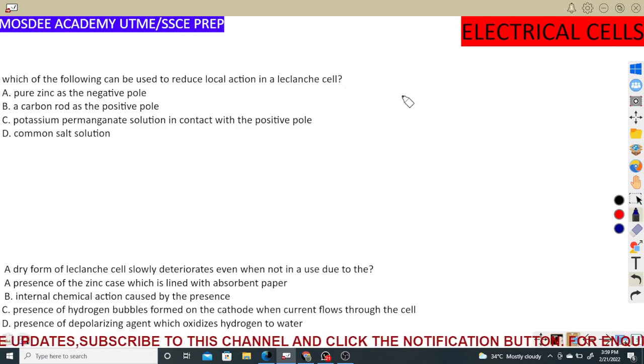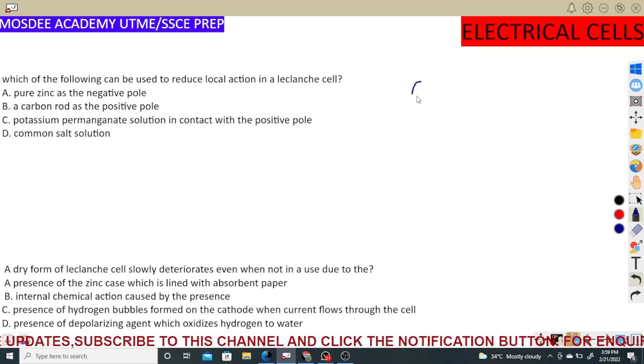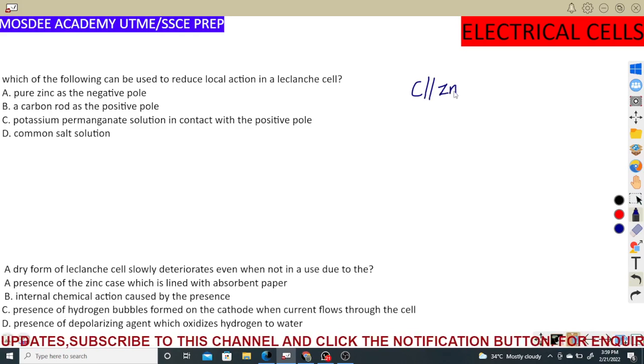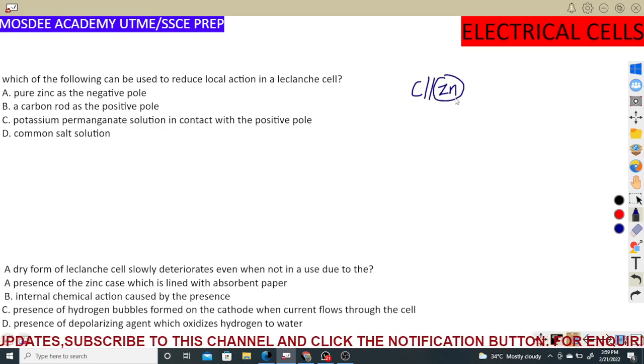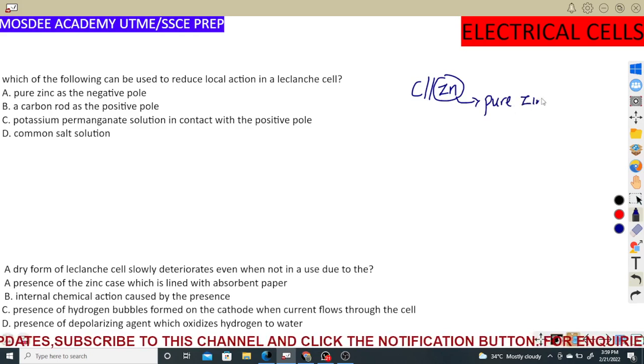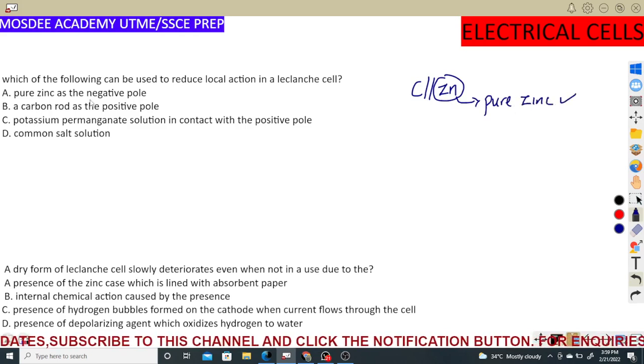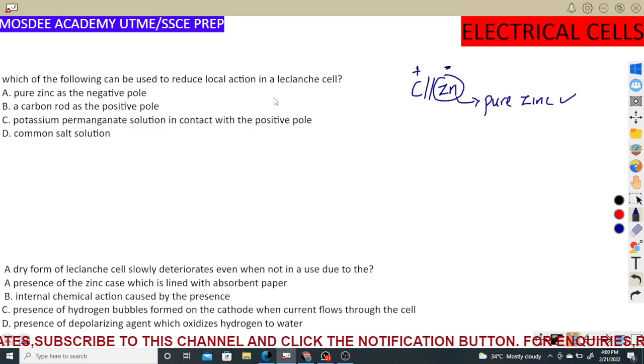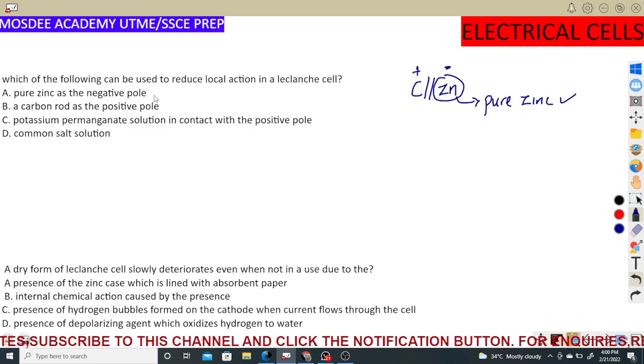Now, imagine what is local action is the second compartment. That is the zinc compartment. What do you use? The same process. That is by using what? Pure zinc or mercury amalgamated, the same thing. Pure zinc as the negative. Please be careful. But this is positive, right? And this is negative. So what's the answer? Pure zinc as the negative.